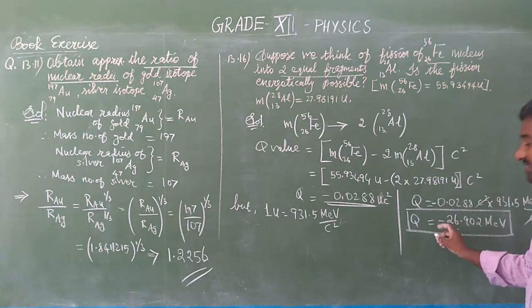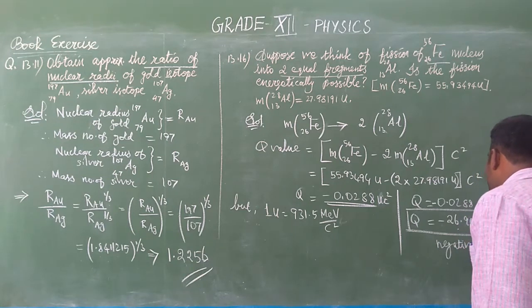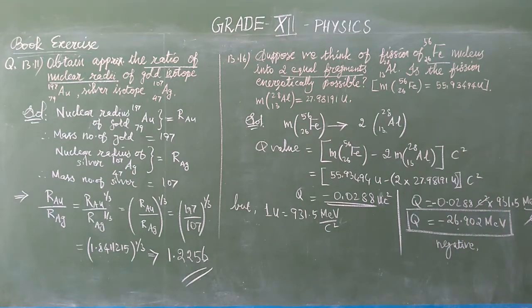The answer comes negative. For a negative Q value, the fission is not energetically possible. So is the fission energetically possible? No, because we got the value negative.